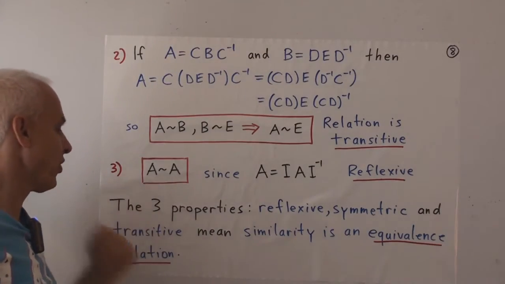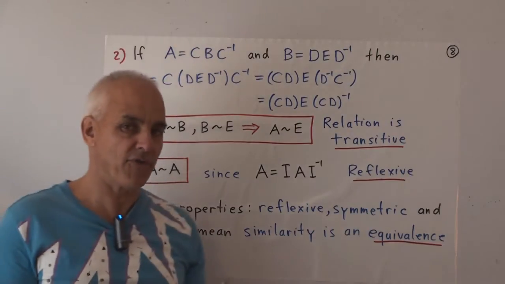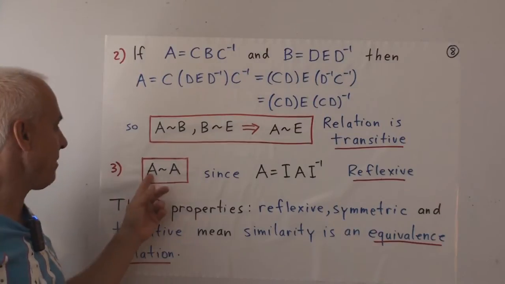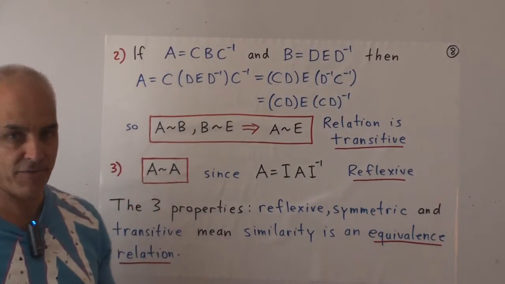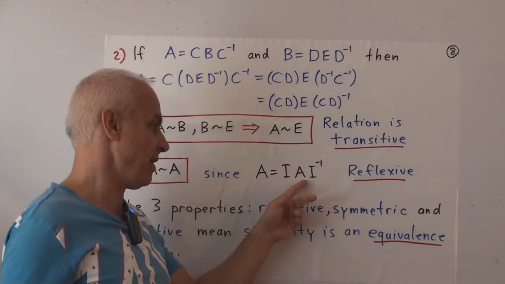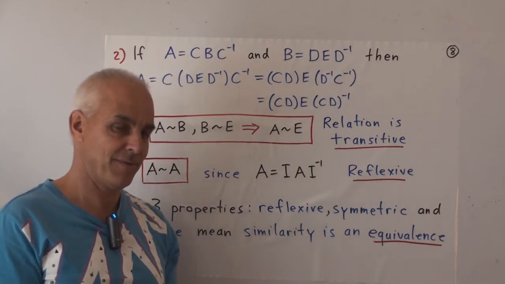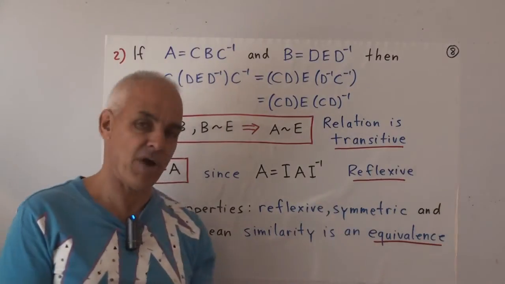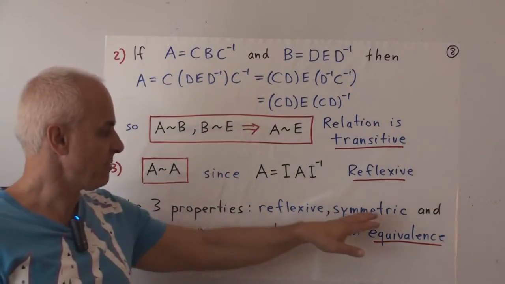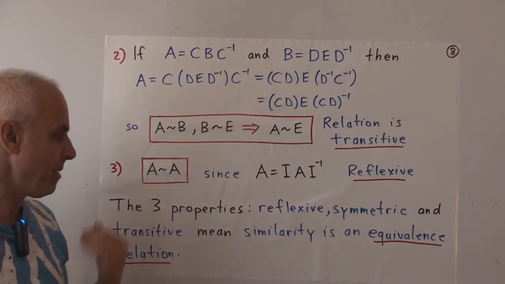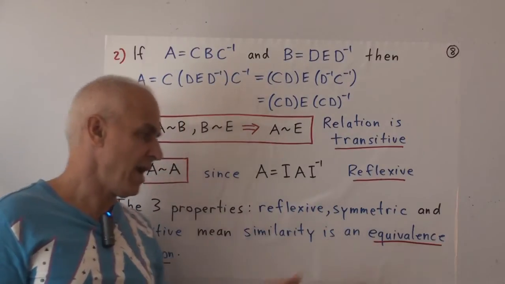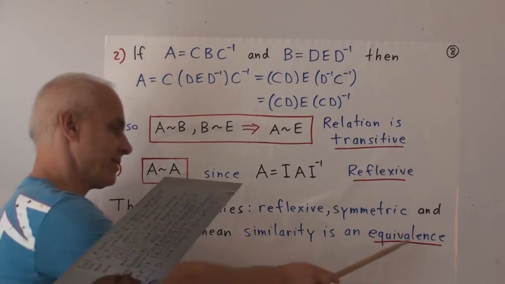Then there's one third property which is almost so obvious it's not worth mentioning, but it's still important to mention it. It's that any matrix A is similar to itself. And that's because any matrix A can be written as the identity times A times the identity inverse. That's called the reflexive property. Now these three properties, the reflexive property, the symmetric property, and the transitive property, mean exactly that our notion of similarity is what's called an equivalence relation in mathematics.